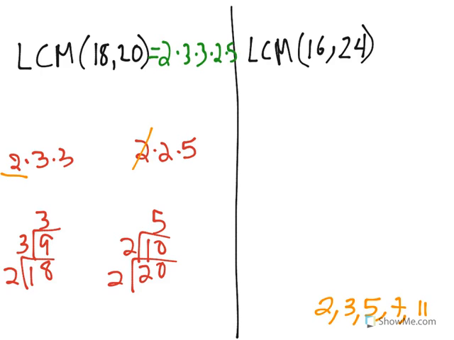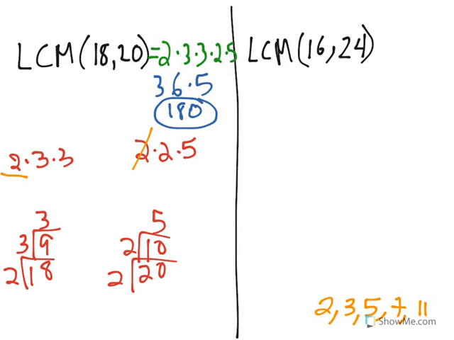And the product of that will be 36 times 5, because 2 times 3 is 6, and 3 times 2 is 6. 6 times 6 is 36. 36 times 5 is 180. So 180 is the least common multiple of 18 and 20.